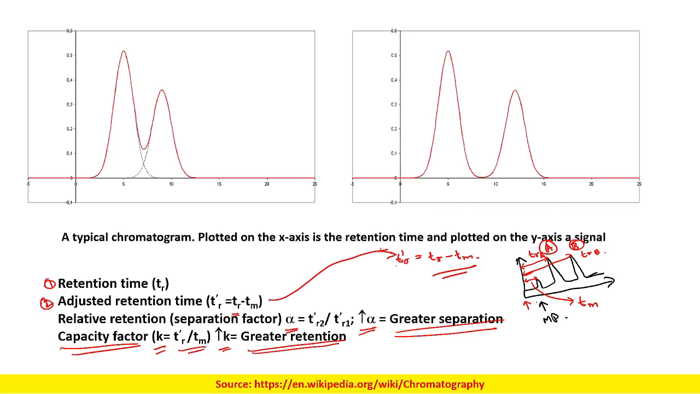So we have learned in this slide about the retention time, adjusted retention time, then relative retention time, which is basically the alpha factor or the separation factor, and lastly we have talked about the capacity factor K, which will give you an indication about the greater retention time of your analyte within the packed column. Okay.